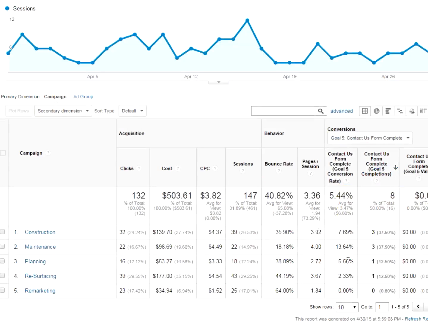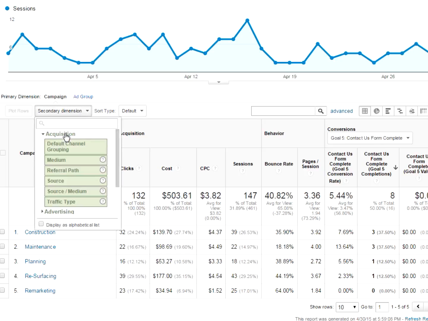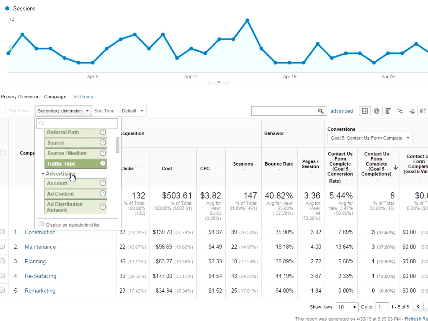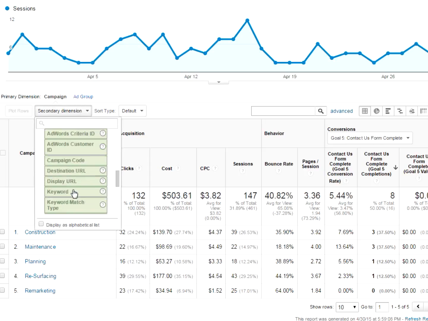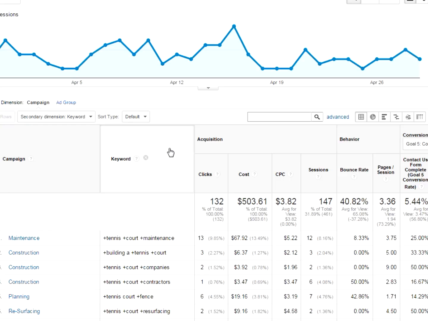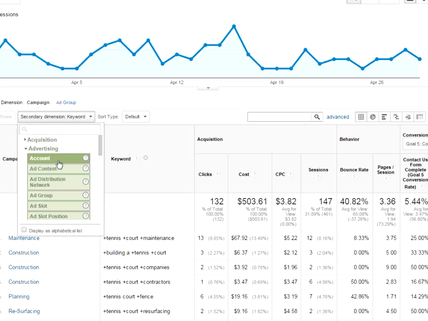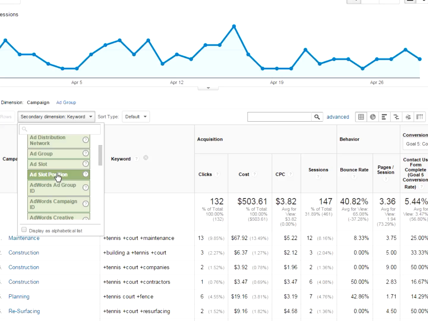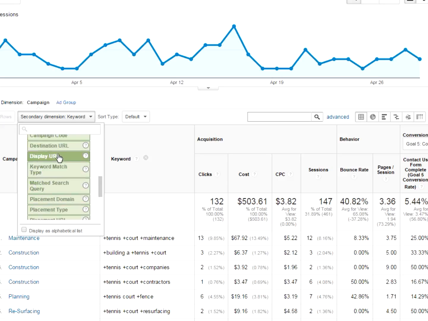You can therefore look at that data individually. You can use secondary dimensions up here, so you may want to look at the actual keyword that got the conversion, which can be found here. You can change this secondary dimension based on lots of different options, so you may want to look at the ad content that got the conversions. You may want to look at the display URL, the keyword match type, etc.